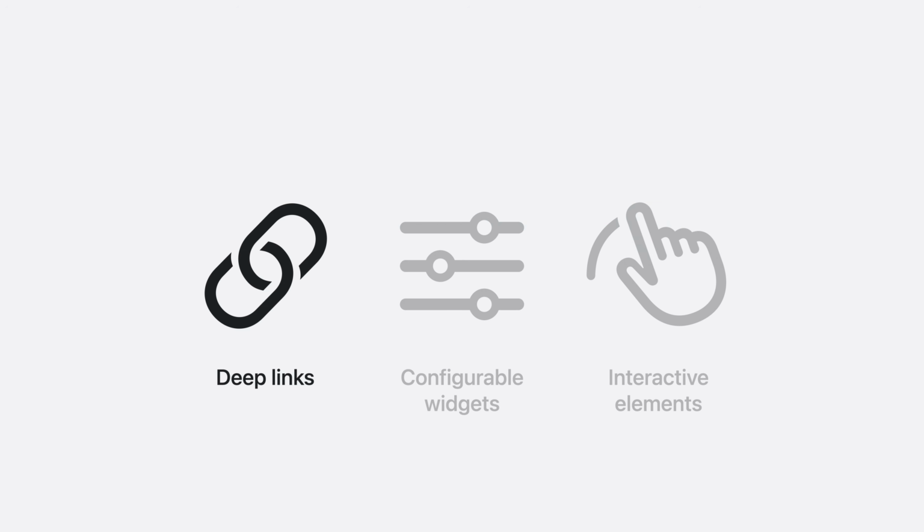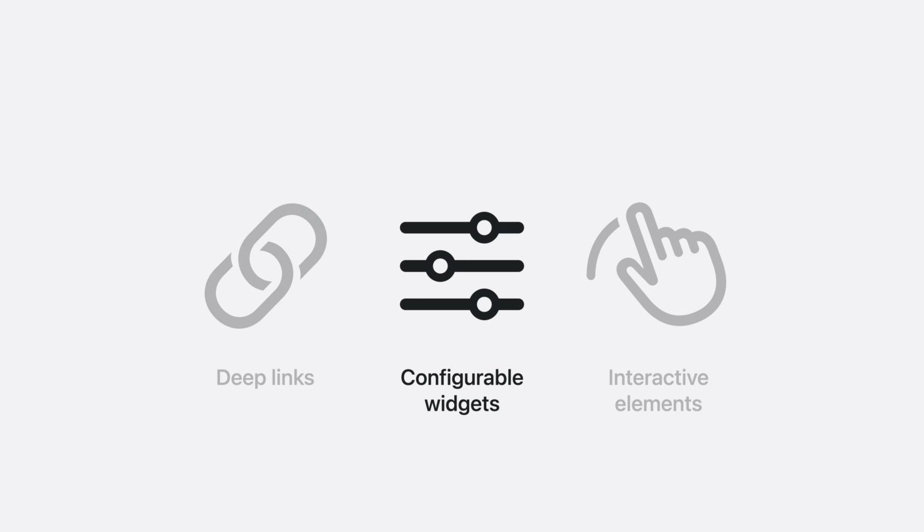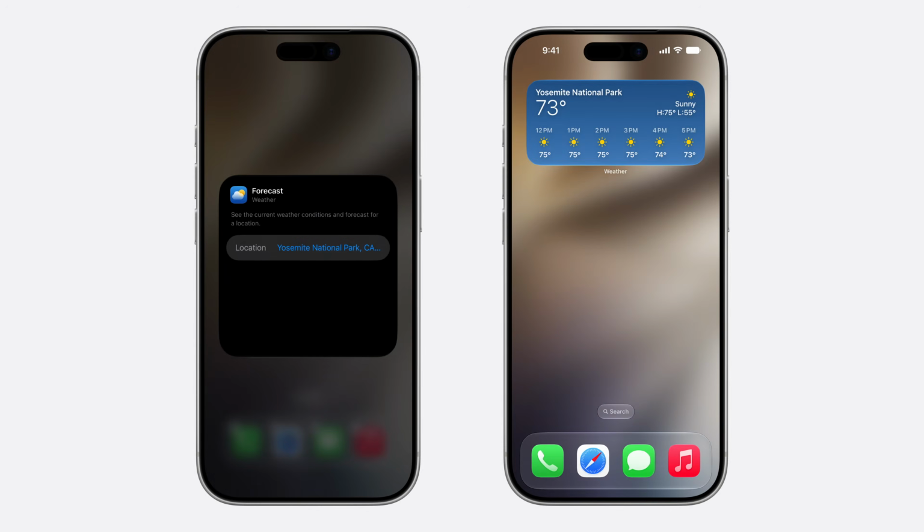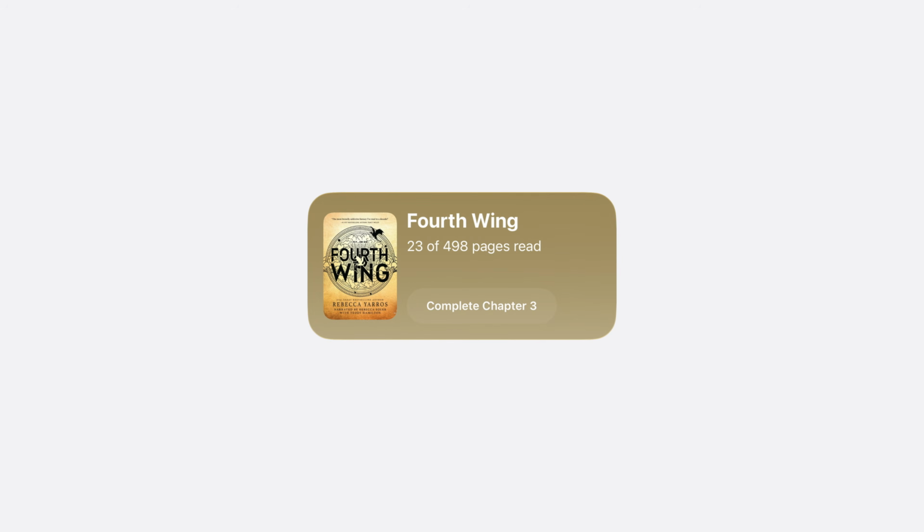Deep links are a great way to integrate your widget with your app, keeping people in context as they move between them. Configurable widgets are another great way to integrate your widget with your app. Making your widget configurable lets people personalize their widget with specific content from your app. The weather widget is a great example. People can configure this widget to show conditions from a location that is important to them. I like to keep track of the weather in Yosemite, just in case I can plan a spur-of-the-moment trip. The Reading Log widget in my book club app is another example of a configurable widget.